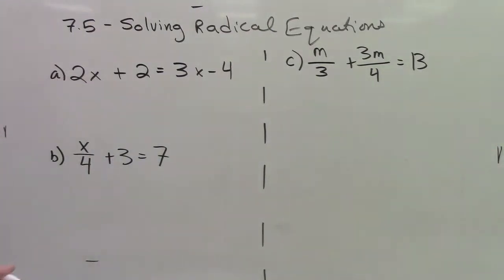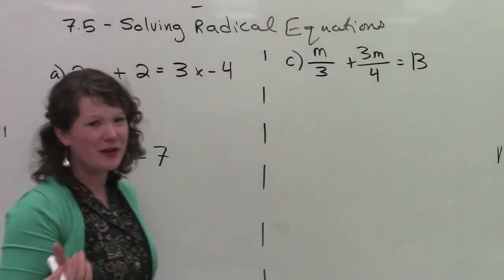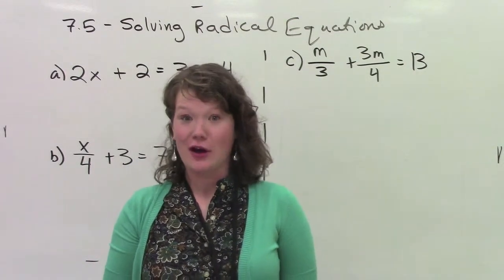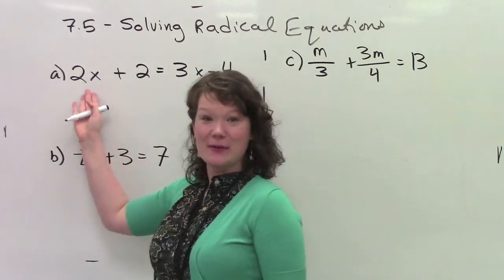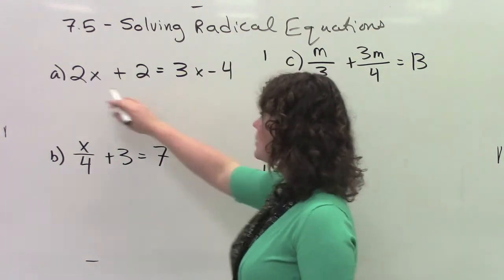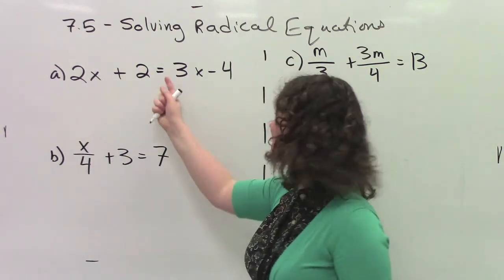7.5. Solving radical equations. Solving radical equations is very much like solving any other equation. All we need to do is isolate the variable and solve for that variable. So say something like this. We know this is an equation. Why? Because it has an equal sign.